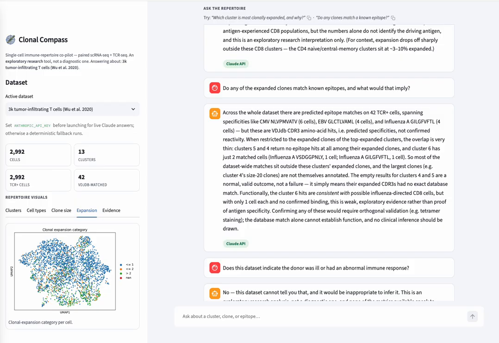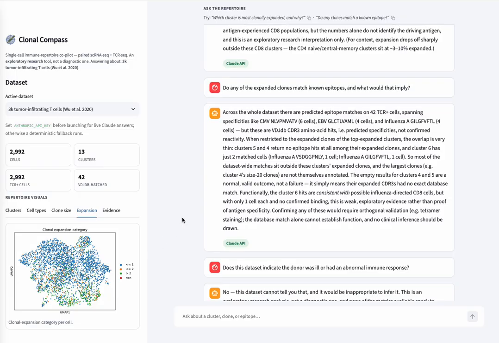The only expanded clone with a match is two cells within one cluster predicted influenza A, and it immediately flags that 2 cells out of 447 is far too sparse to call that population flu specific, and a predicted database match does not confirm reactivity.